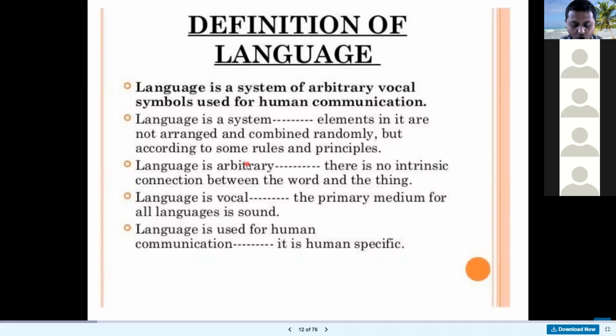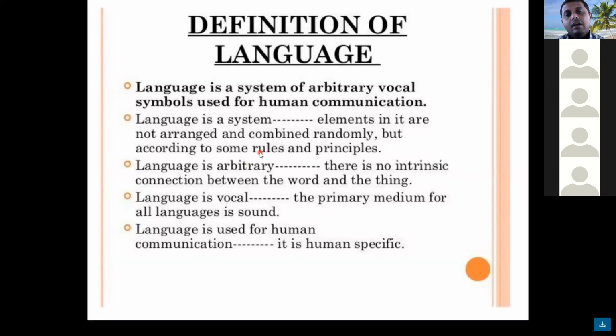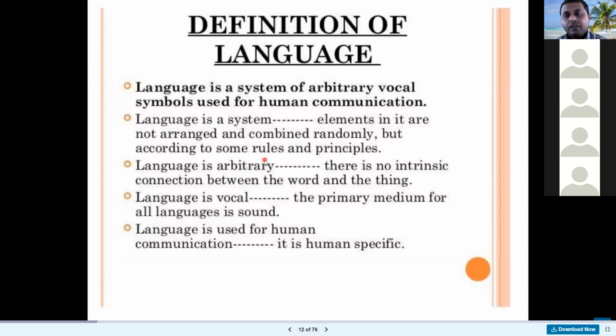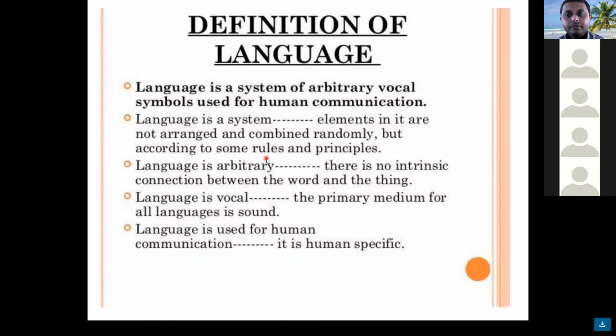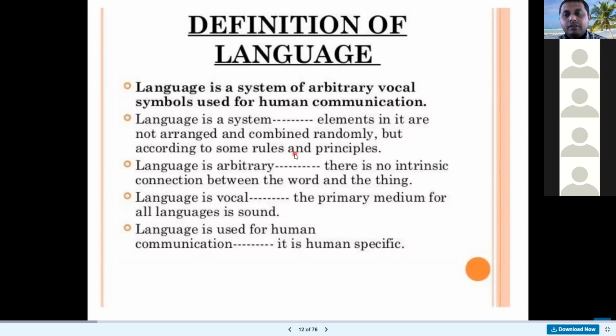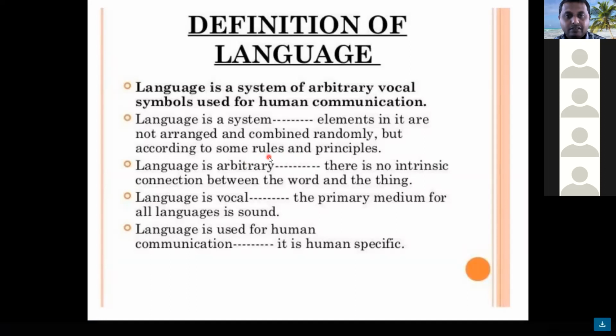So language is what? Language is a stock of rules and principles. For example, if box is there, B-O-X, what would be the plural of box? Yes, you can add S or ES to make a plural in English. That's a rule. Boxes. But if you want the plural of mouse, then you cannot make it plural by adding S or ES. Mouses. It's wrong. The plural of mouse is mice.